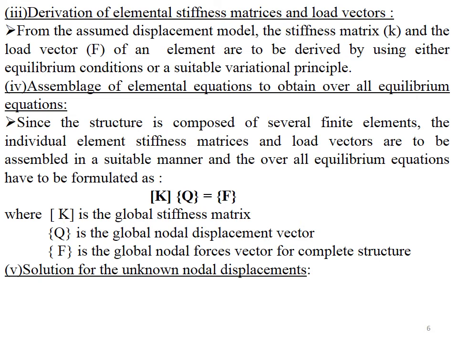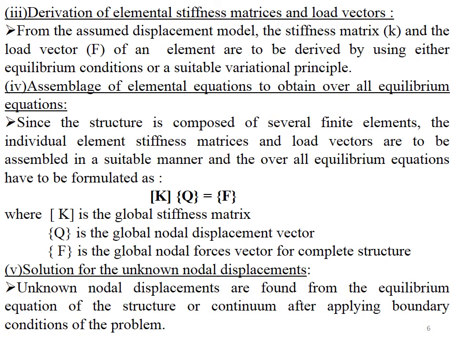Next step is solution for the unknown nodal displacements. So after this we will be solving for unknown nodal displacements. Unknown nodal displacements are found from the equilibrium equations of the structure or continuum after applying the boundary conditions of the problem. So after assembling the elemental stiffness matrices into the global stiffness matrix and writing down the displacement vector and the force vector, we will be solving for the unknown displacements. So first we find the unknown displacements in a structural problem, and then we will be finding out the stresses and strains associated in the problem.